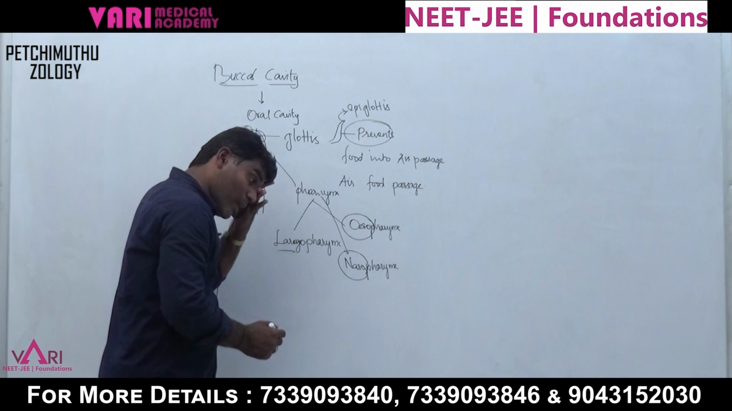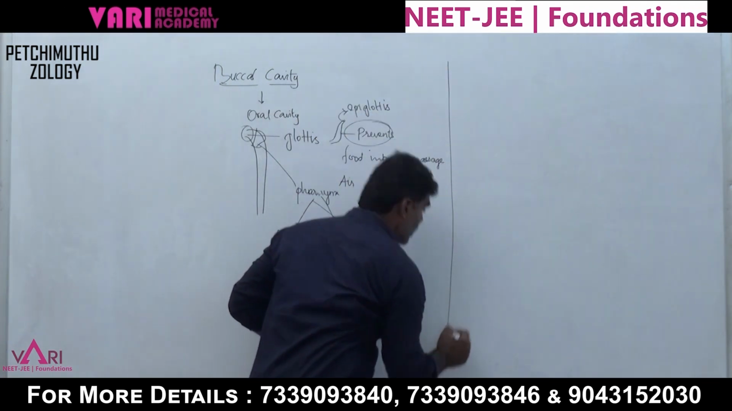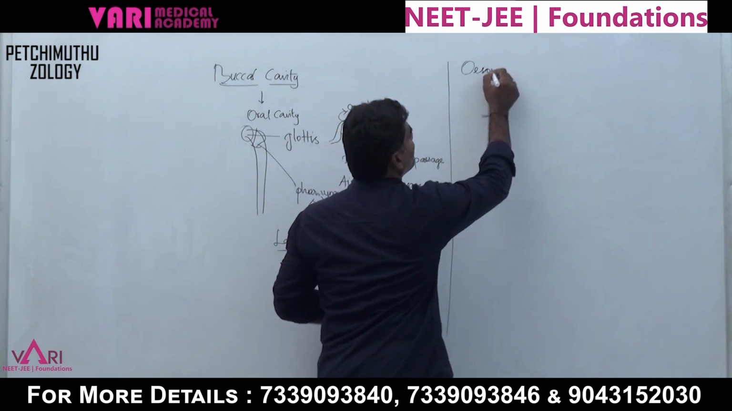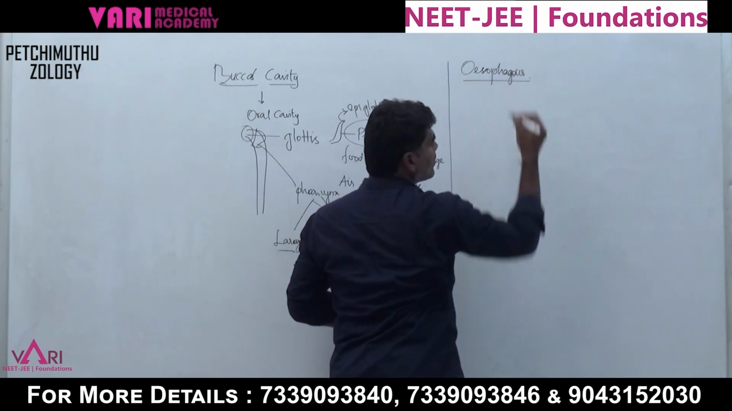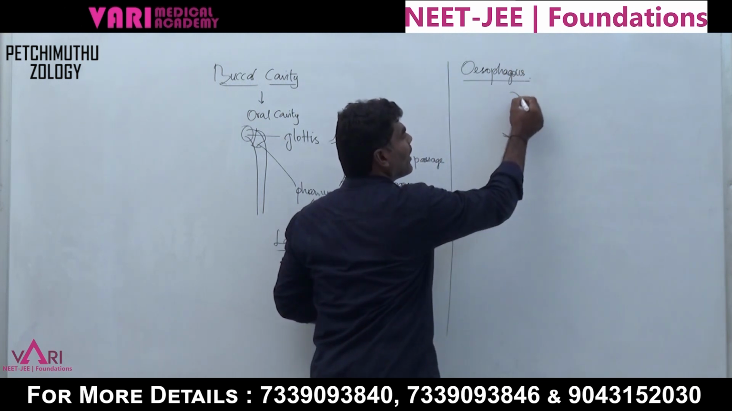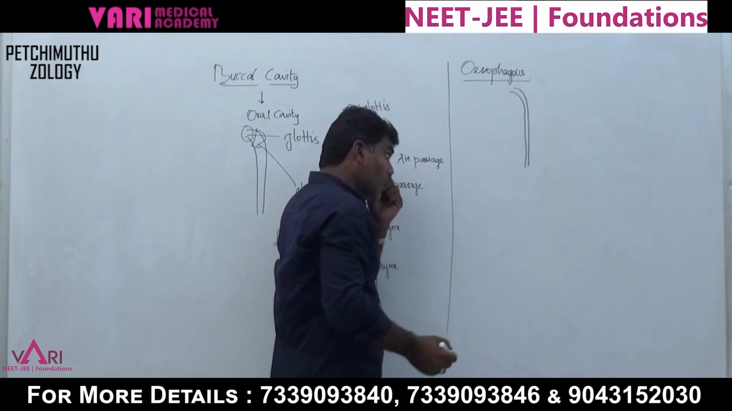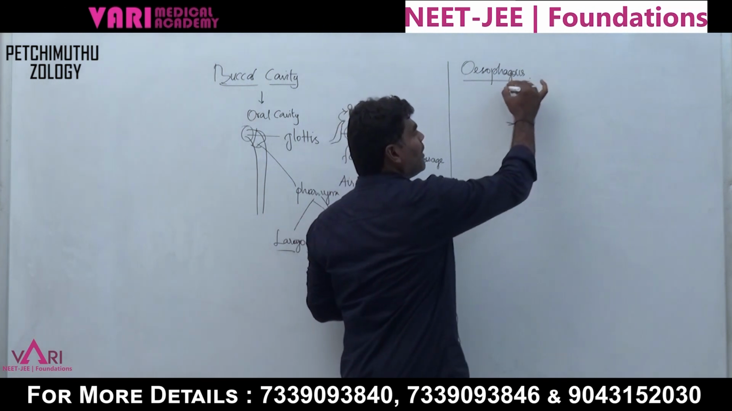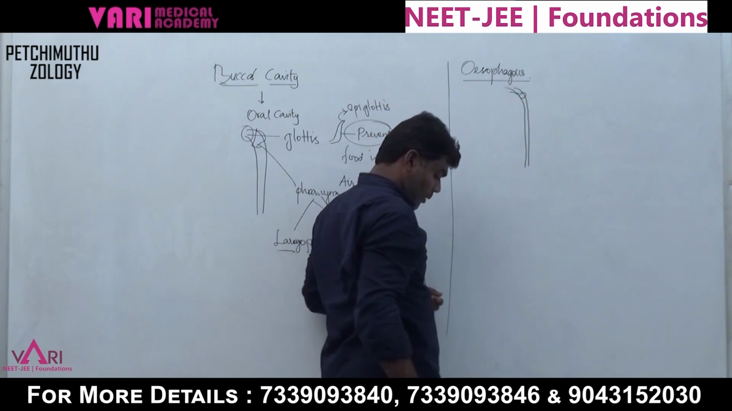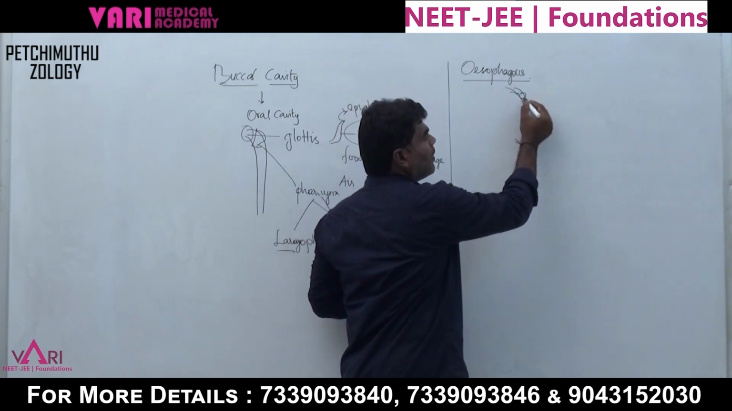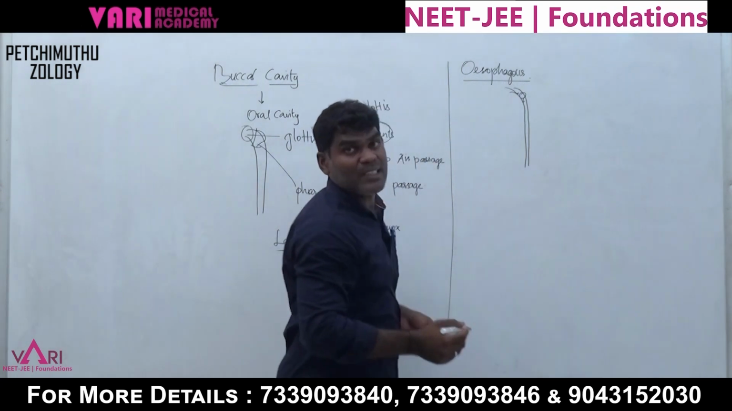The next one we can see is the esophagus. The esophagus is a long and narrow tube. The food enters the esophagus in the form of a bolus, moving by peristaltic wave movement.